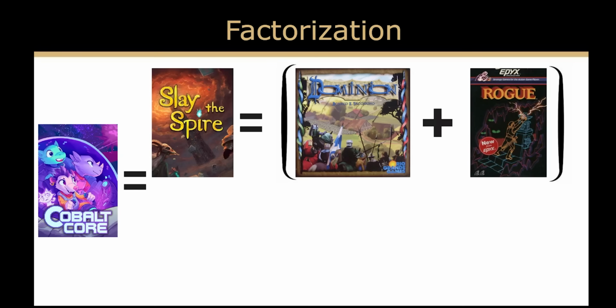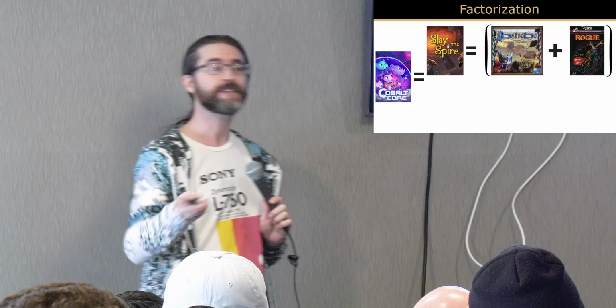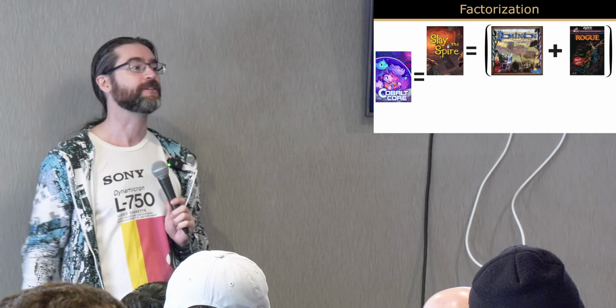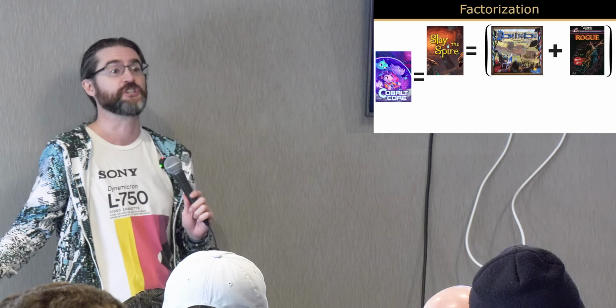So now let's do some proper factorization, because I'm going to say that Slay the Spire is itself just Dominion plus Rogue. So Dominion plus Rogue is Slay the Spire, and fundamentally that is a good component of Cobalt Core. So Dominion, anyone played Dominion? All right, a few people. It was the first deck builder. Deck builder is basically a genre now.